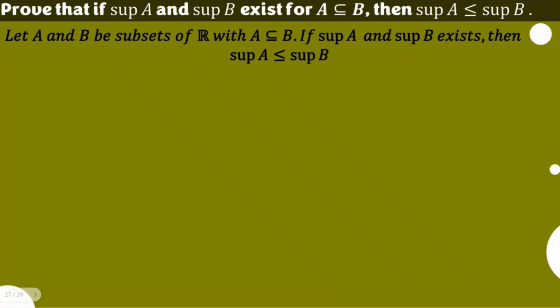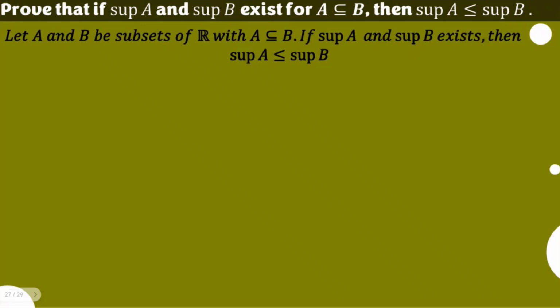This video will talk about supremum. Supremum is considered as the least upper bound of a set. Now, prove that if the supremum of A and supremum of B exist for A a subset of B, then the supremum of A is less than or equal to the supremum of B.